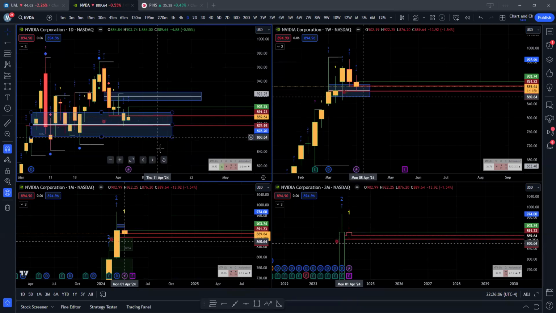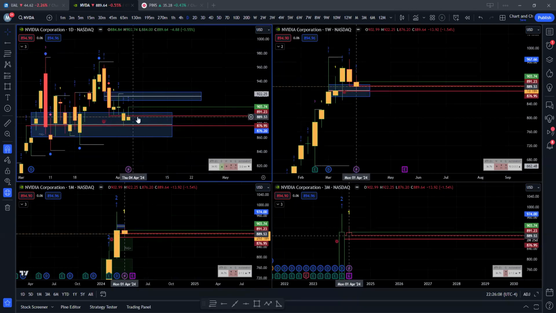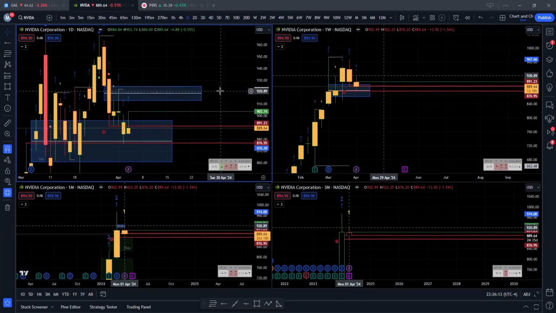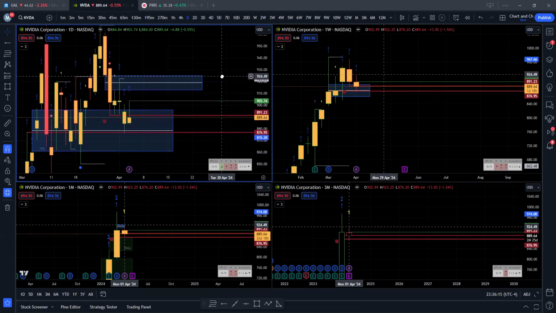I don't like how it's still staying. I needed it to displace above this low of 891.23. I needed it to do that.